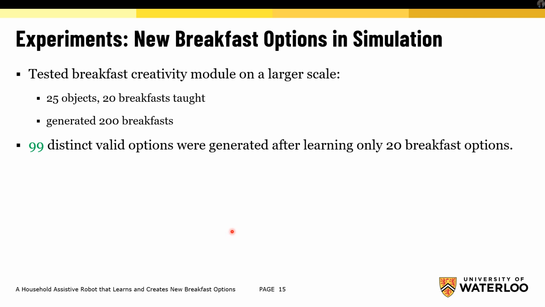To test our creativity module on a larger scale, we tested in simulation with 25 objects and with 20 breakfast options initially taught, and then asked the system to generate 200 breakfast options. We noticed that there were 99 distinct valid breakfast options generated by the system after learning only 20 breakfast options.